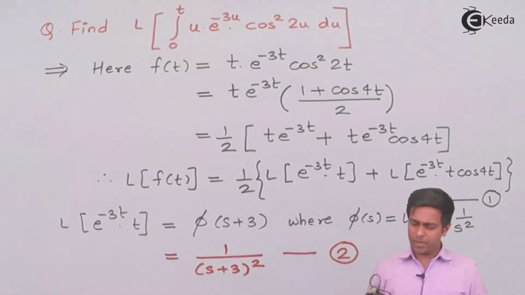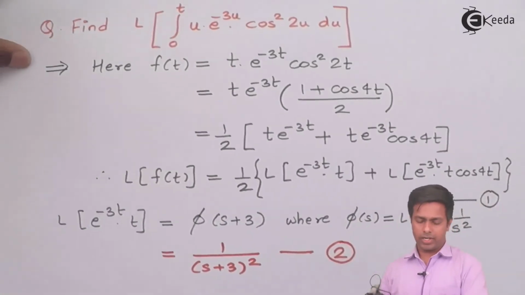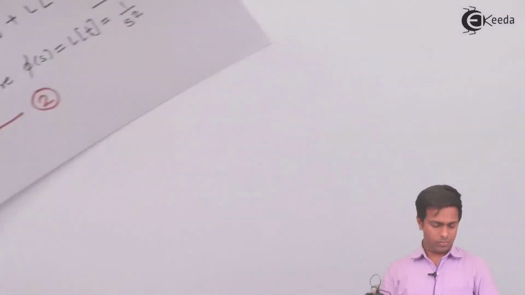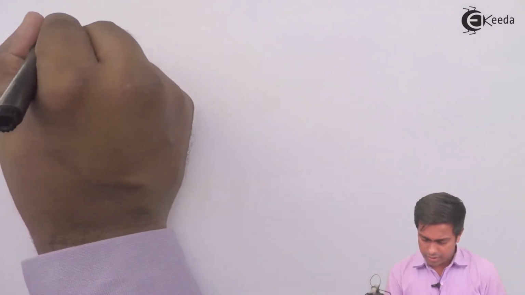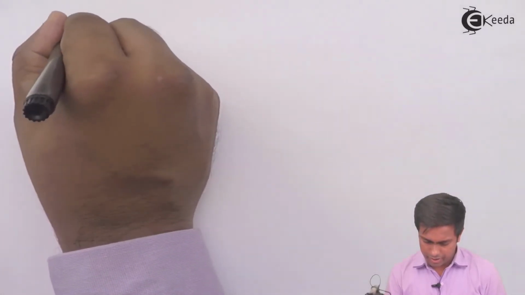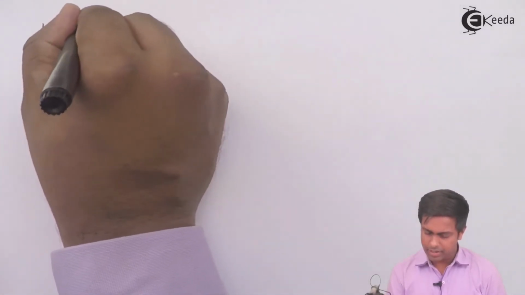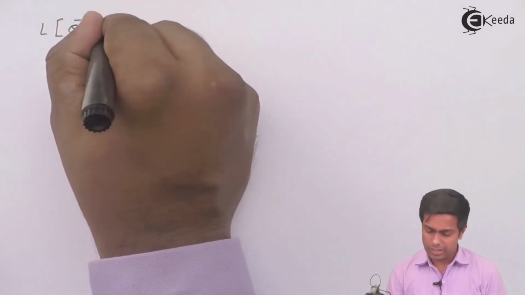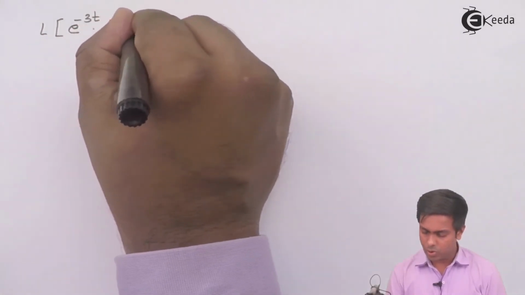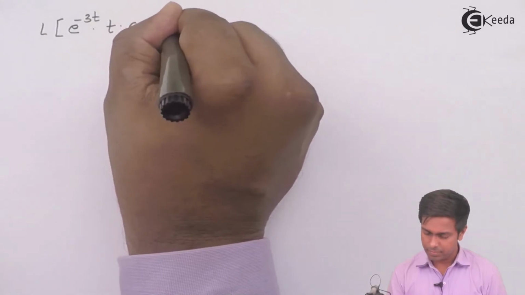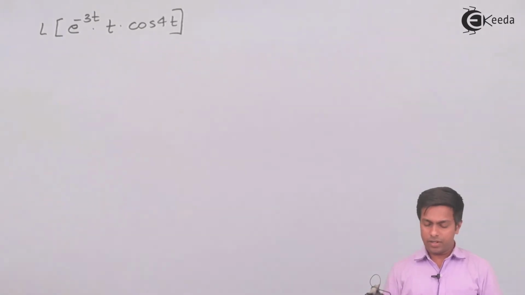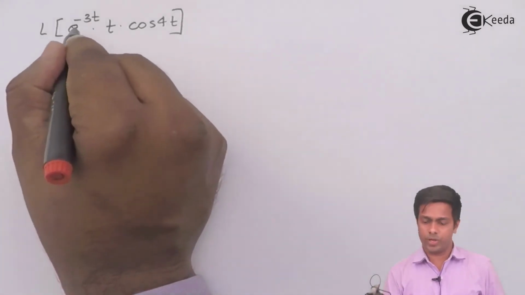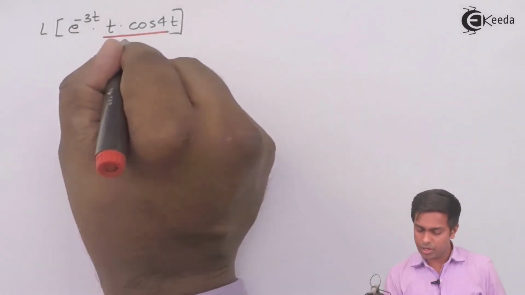Now let's find out Laplace of the second term. So here I'll say Laplace of e to the power minus 3t into t into cos of 4t. Now guys, let's see how I'm solving this problem. So if you see here, and if you treat this as e raised to at, then this becomes your f of t.